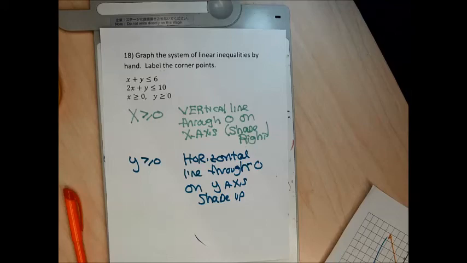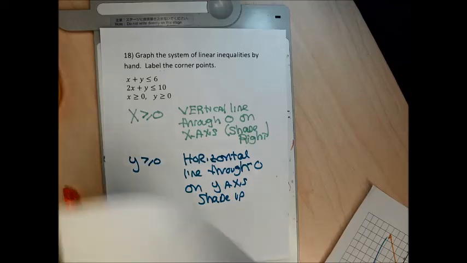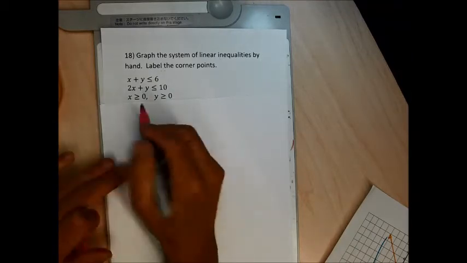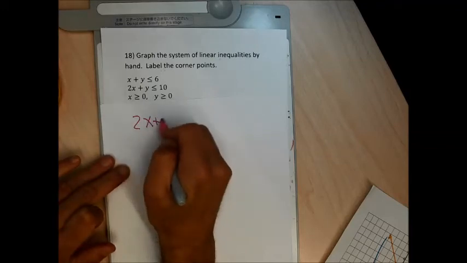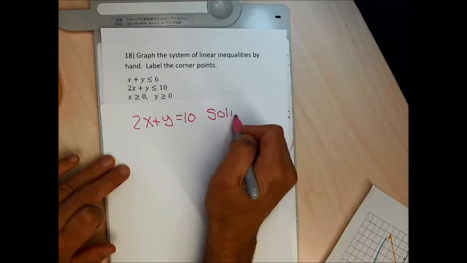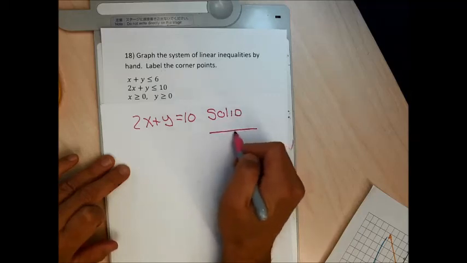Lastly, I need to shade 2x plus y is less than or equal to 10. I'm going to start off drawing that. I'm going to graph 2x plus y equal 10 with a solid line. To do that, I'm going to get my intercepts.